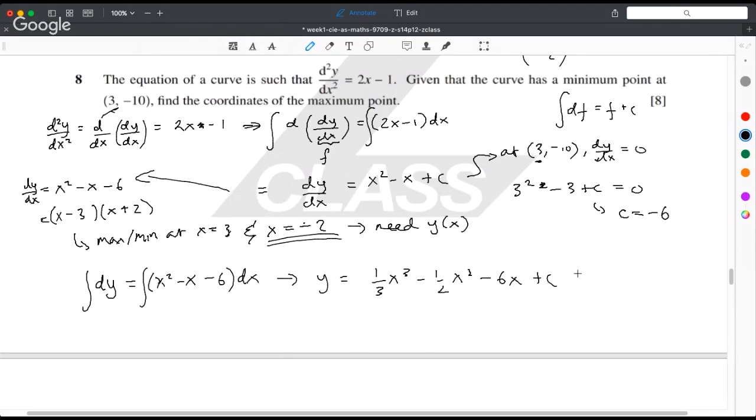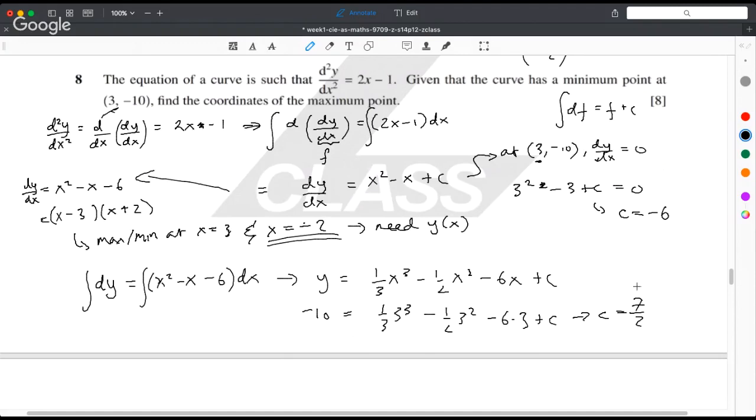And now I'm going to plug in a point that I know is on this curve. Well, (3, -10) is on the curve. So we can go -10 is equal to 1/3 times 3 cubed minus 1/2 times 3 squared minus 6 times 3 plus c. So that gives us c is equal to 7/2.